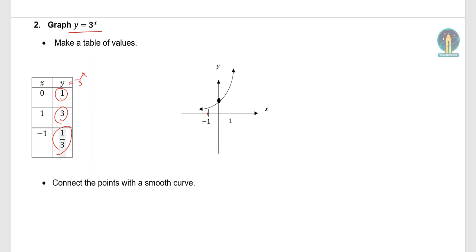So at negative 1 for x, we have 1/3 for y. No, I'm sorry, this is not negative 1/3, this is 1/3. At 0 for x, we have 1 for y. And then at x equaling 1, y should be 3. Okay, so this is the curve that we get, and it just keeps increasing exponentially.